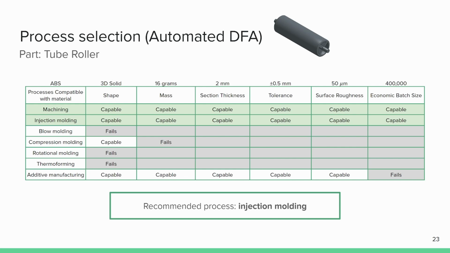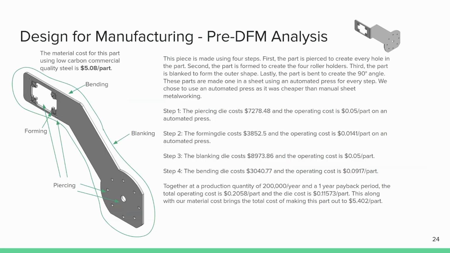The critical dimension is the length of the large roller. If it is way too large, it will not fit in the bridge support. This is our cost analysis for our DFA redesign. There are 4 steps, and our total cost comes out to $5.40 per part at a quantity of 200,000 a year and a 1-year payback period.